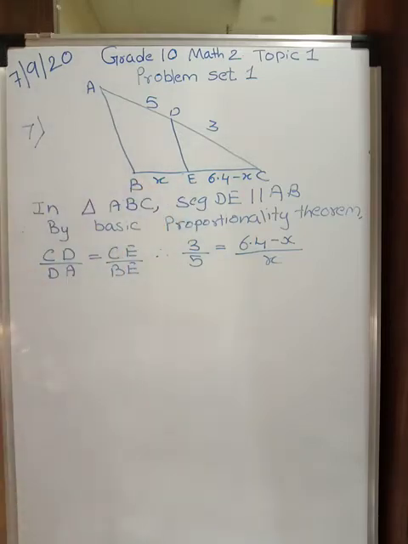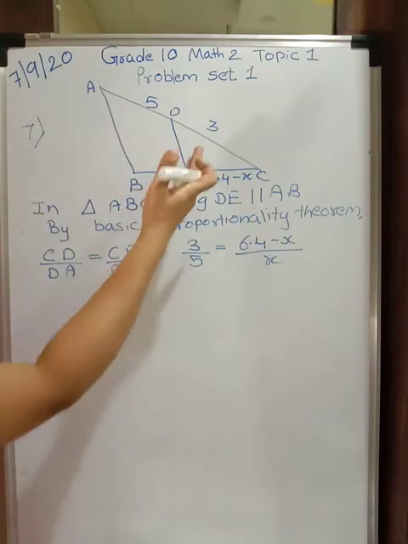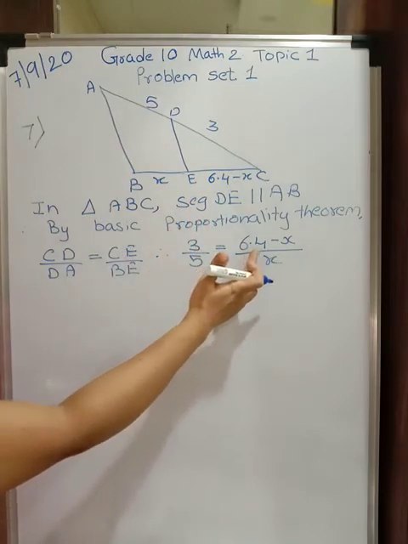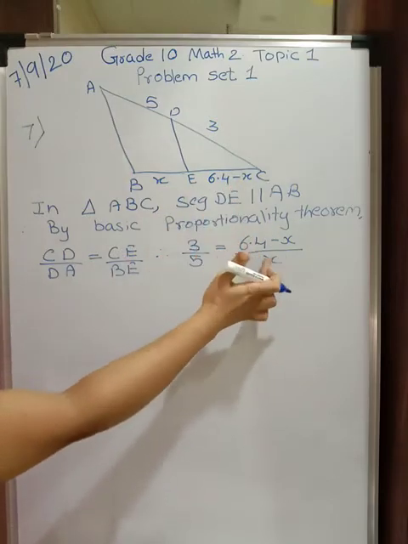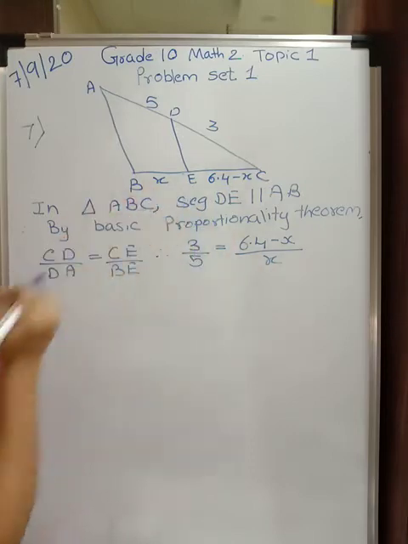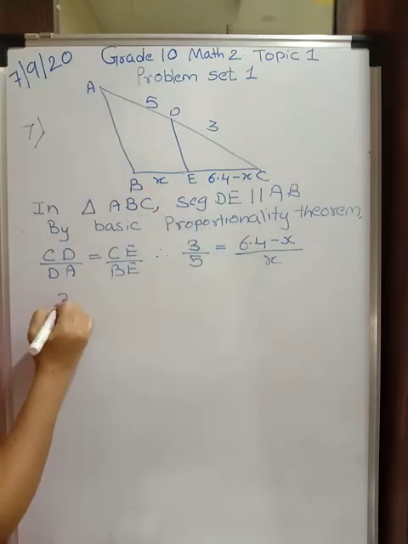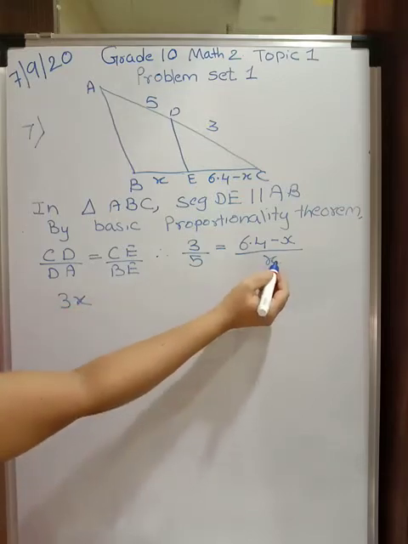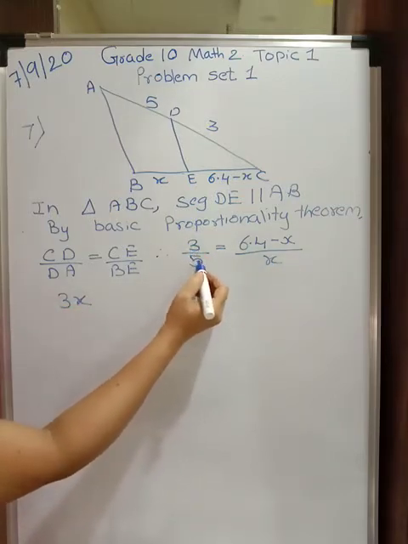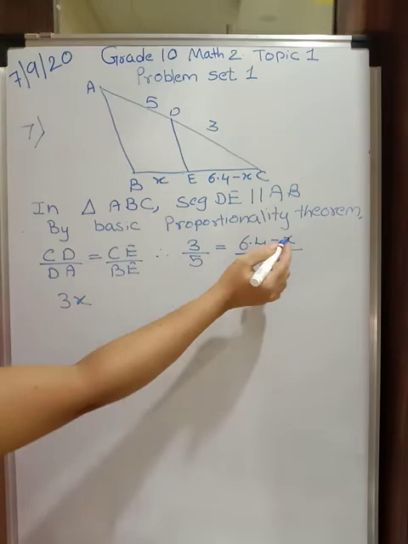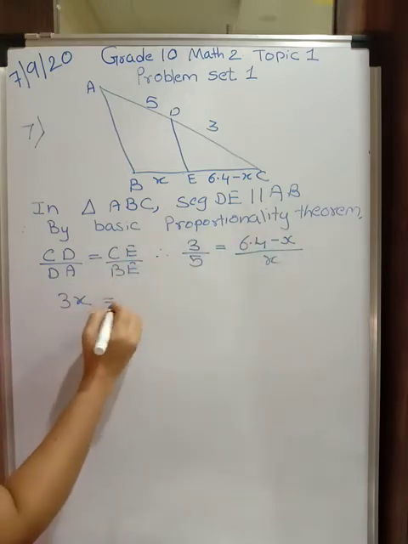It's been given as X. So just substitute, and what do we get? 3 by 5 is equal to 6.4 minus X upon X. Now how to find the value of X? That is important. Now just cross multiply. So what will we get? 3 into X is 3X, and this 5 will be multiplying both terms, 6.4 minus X, which will be equal to 5.